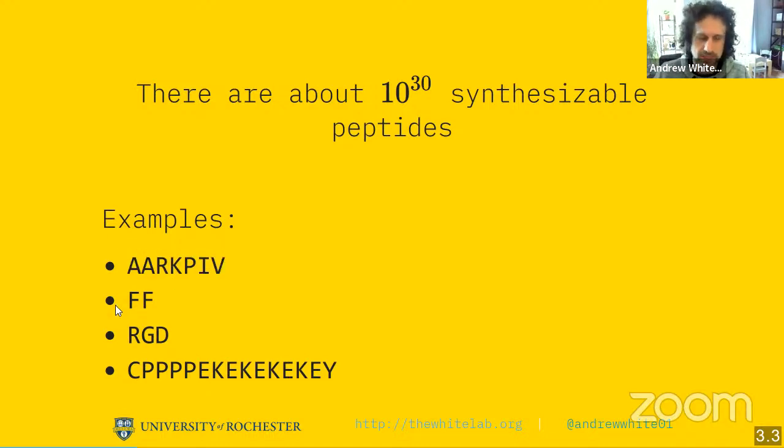Some examples of peptides are FF, which is one that self-assembles, and RGD, which is one that binds to, what is it? Epithelial cells? I forget. I'm losing my touch here, guys. And then this is a peptide which self-assembles into a non-fouling interface.